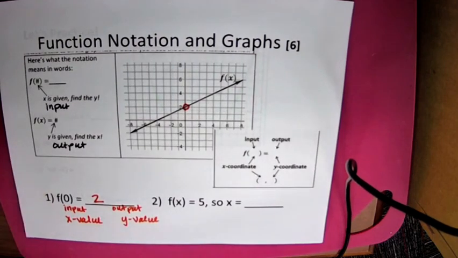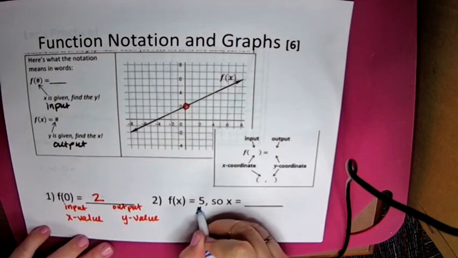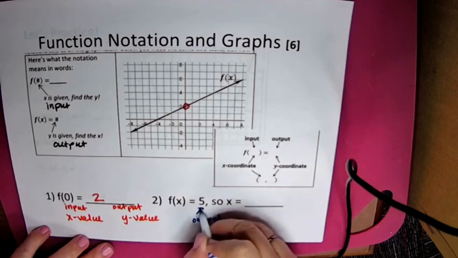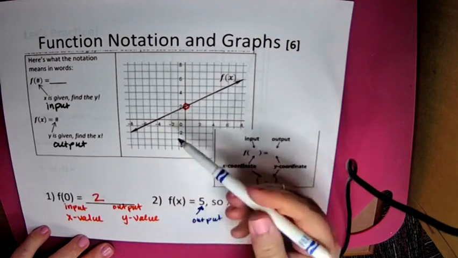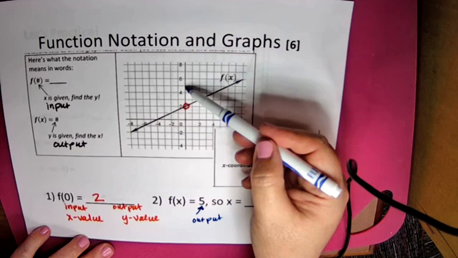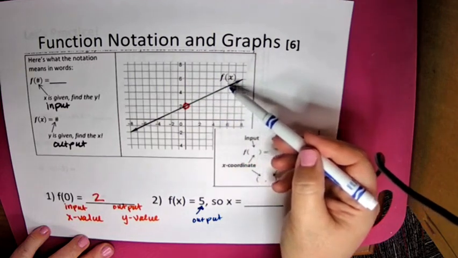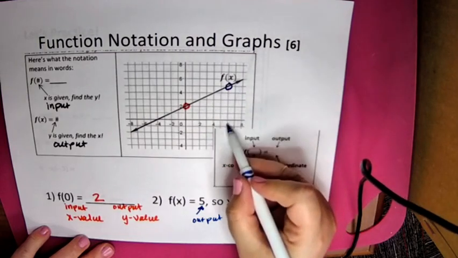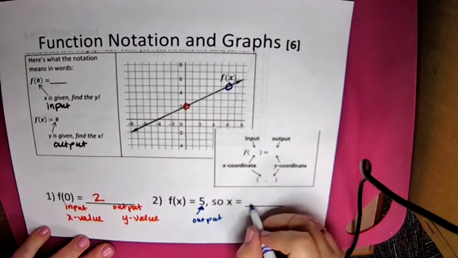Okay. For another example, what if they give me the output? So in this case, the output is 5. That's what that means. So on the y-axis, I'm like, oh, okay, so here's 5. 1, 2, 3, 4, 5. And I'm going to go over to my graph. Oh, there I am right there. My input then was 6.